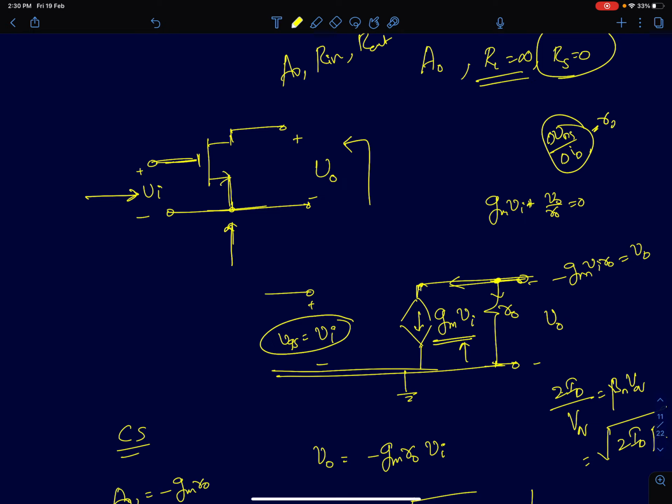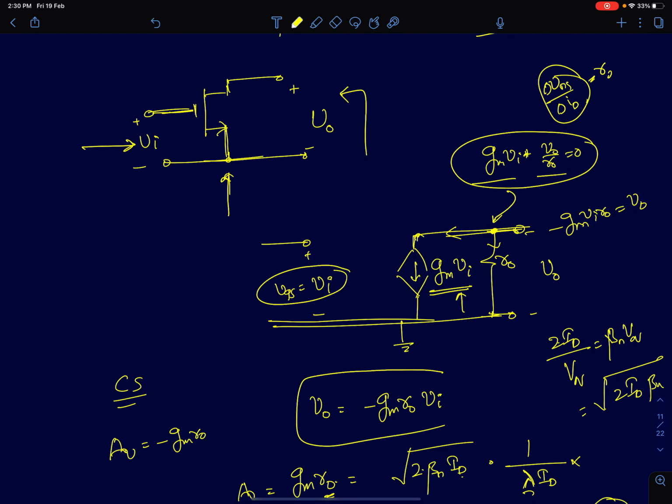Now to find the voltage gain, you can directly apply Kirchhoff's current law at this node. So again, we'll apply this for the first time. After that, we'll try to analyze circuits intuitively. So the sum of the two currents, gm vi plus v0 by r0, is equal to 0. That's what you get by applying Kirchhoff's current law here. So from that, you can directly get the voltage gain as v0 equals minus gm r0 into vi.